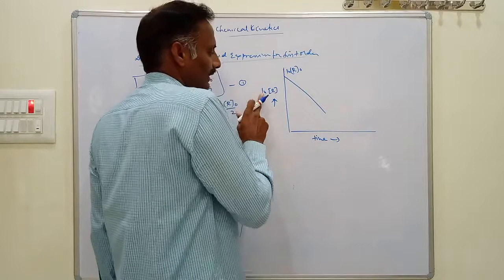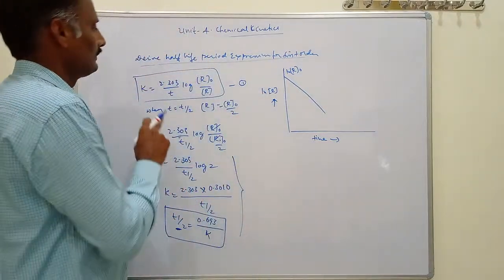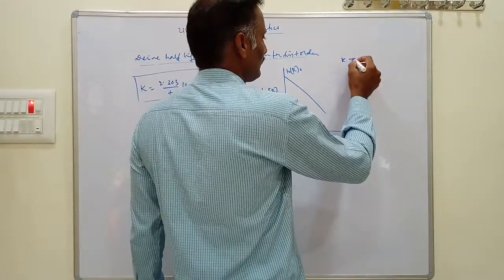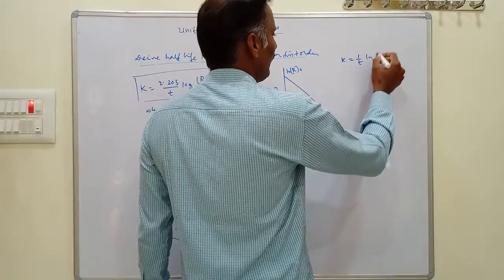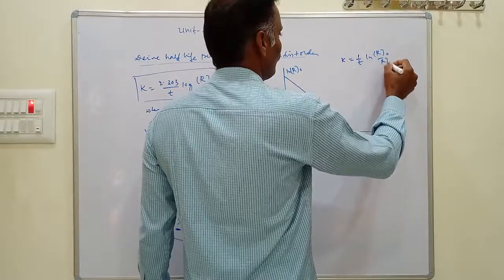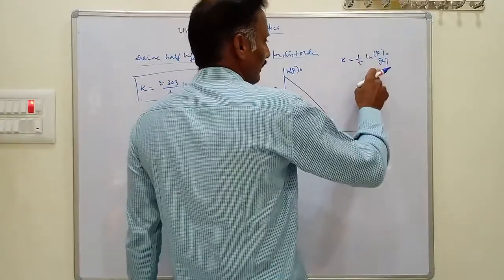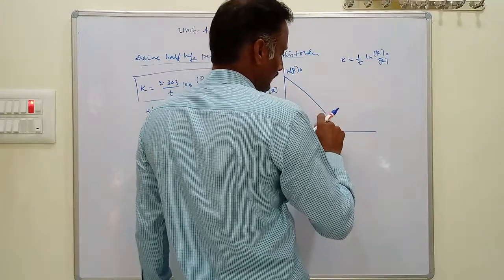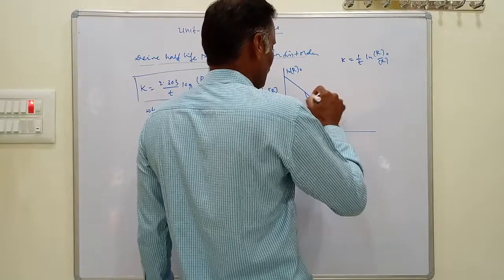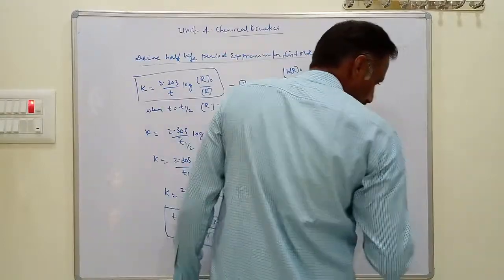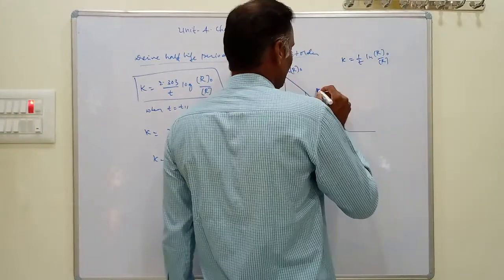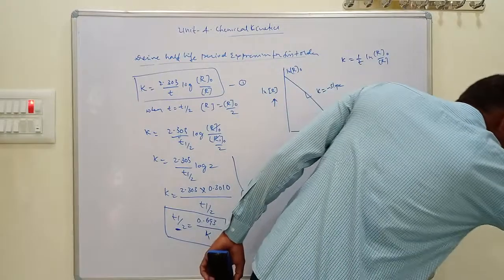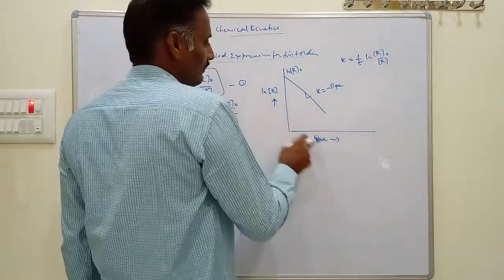If you draw a graph of ln R versus time, you know the formula is k equal to 1 by t ln R naught by R. You will get a straight line like this with a downward slope. This is the slope, and k equal to minus slope. Like this, it gives a graph of ln R versus time.